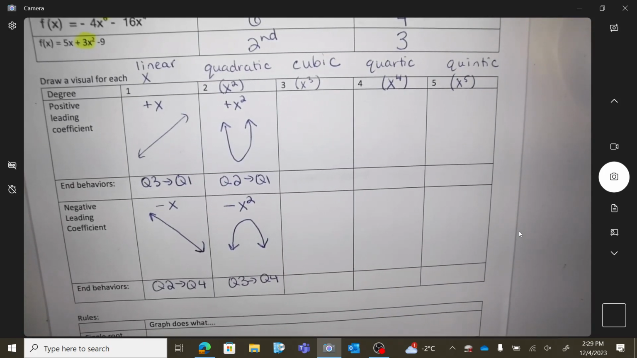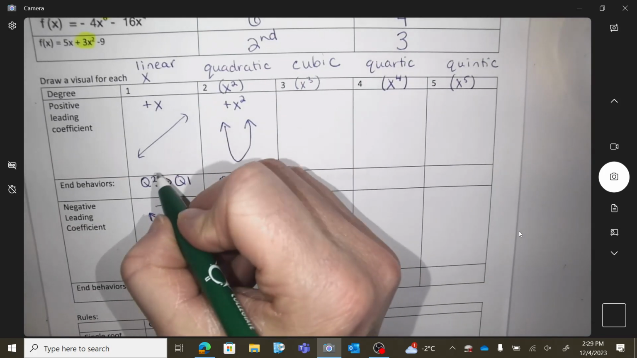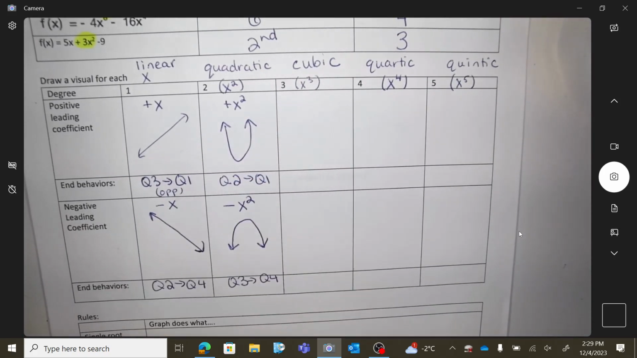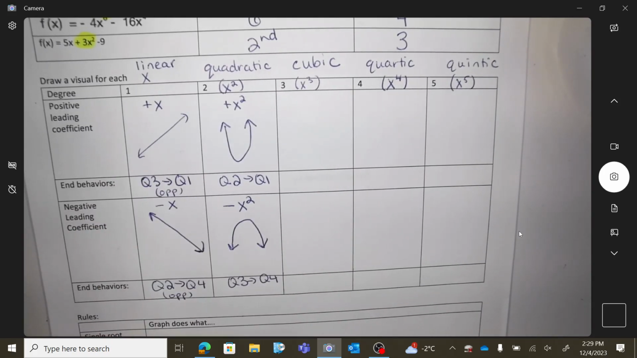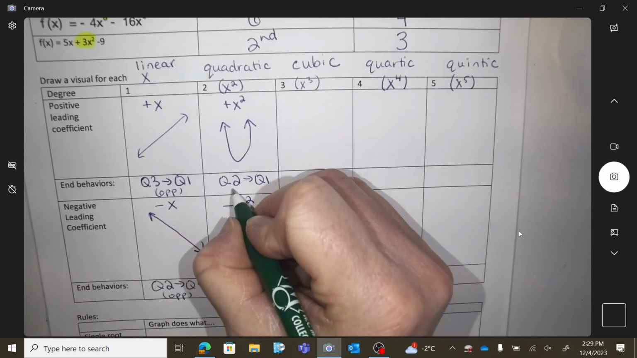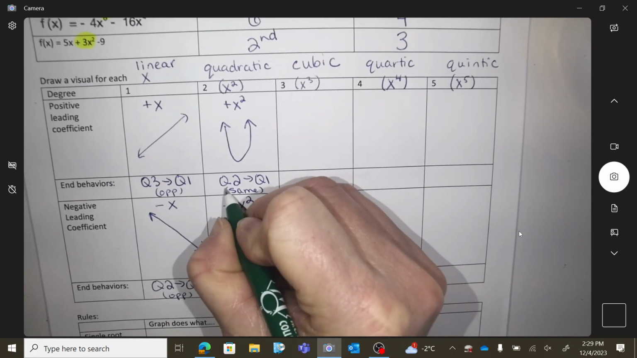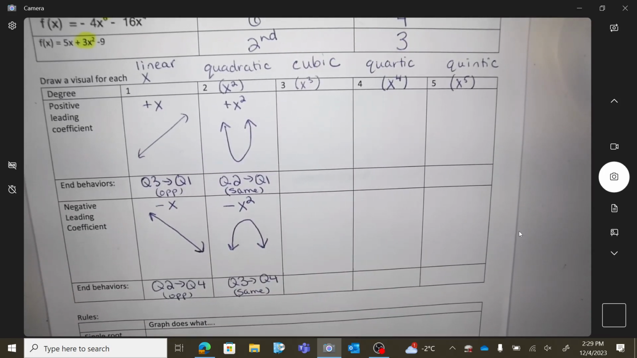Okay, I'm also going to make a little bit of a statement here. End behavior, does it make sense that my arrows go in the opposite direction? Right, both of these, they go in opposite directions. And what about the arrows on a squared? They would go in the same direction. They're both heading up or they're both heading down.